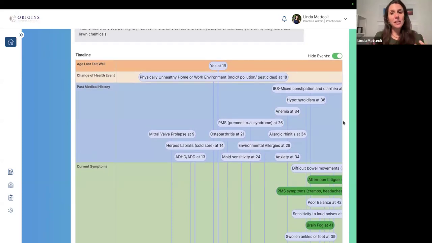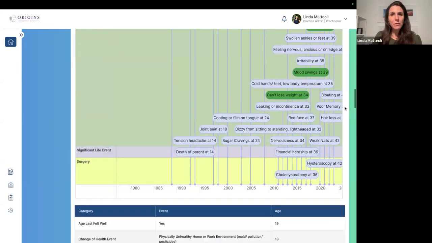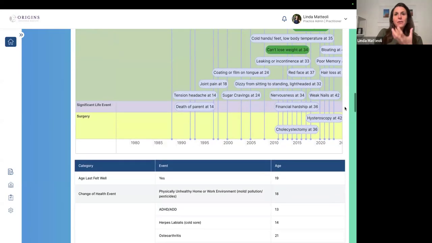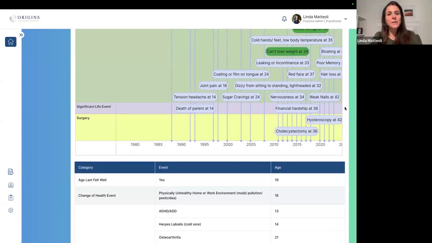So not only is this an enlightening conversation and you get to really see what this patient has been through throughout their life, but also it helps with my decision making again. So I know this was the triggering event. I need to really focus on environmental toxins, detoxification, things like that, in order to really help this patient heal. So it helps us understand the driving forces of disease and symptoms.